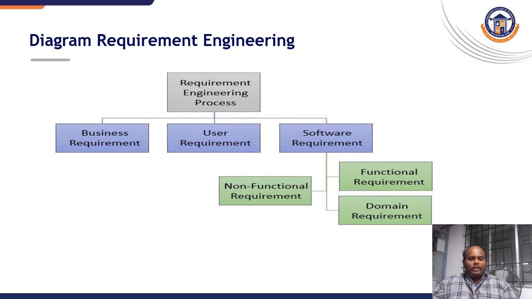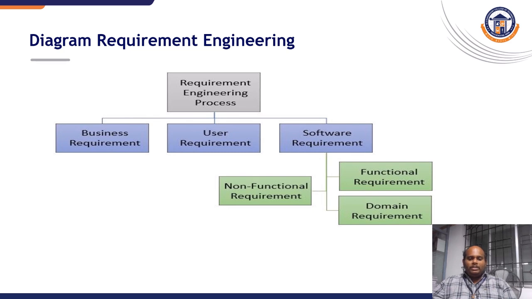By using this diagram of requirement engineering, we understand requirements. There are different concepts we need for some projects. First, if you are going to develop some business software, you have some requirements. I want some requirements from the user itself. Then only the software can be developed. There are two types of requirements available: functional requirements and non-functional requirements, and domain requirements.